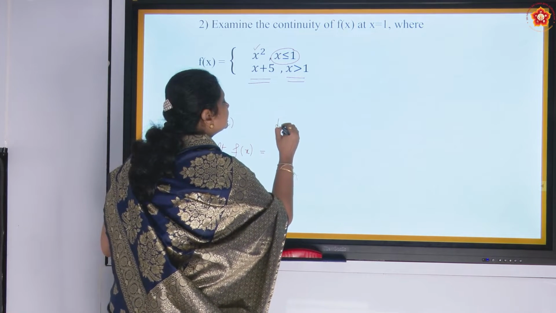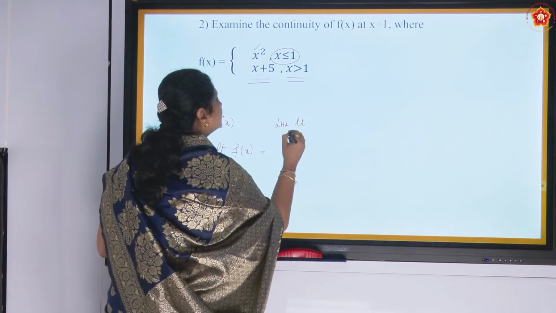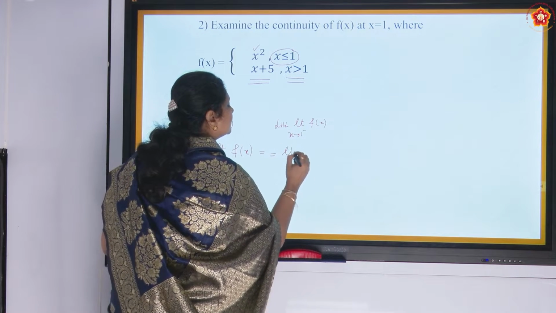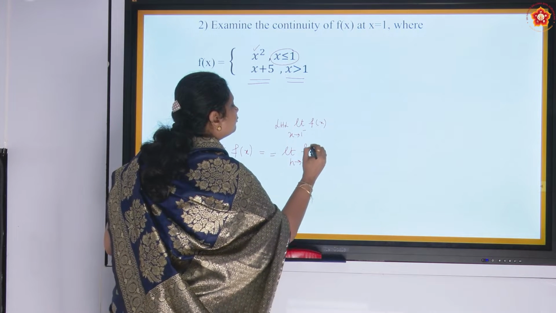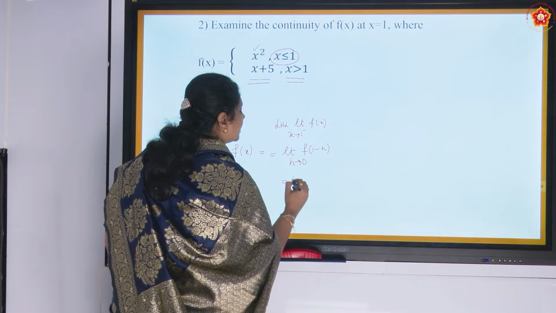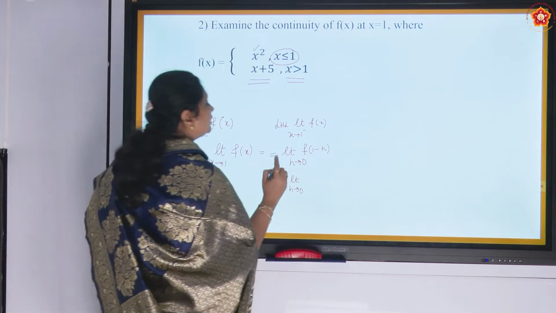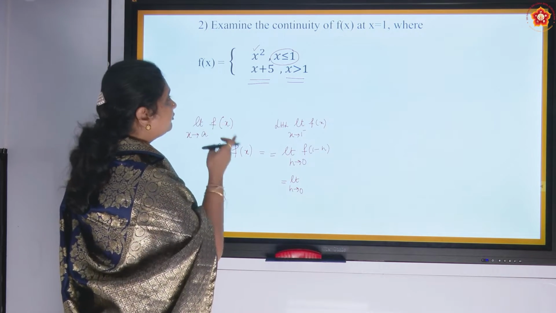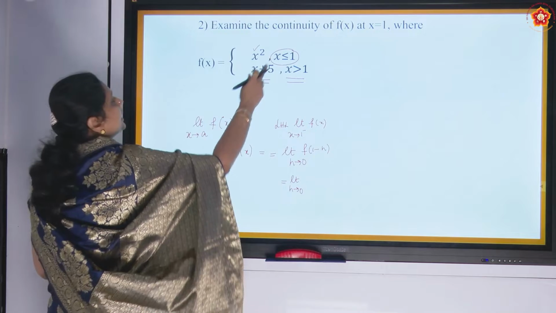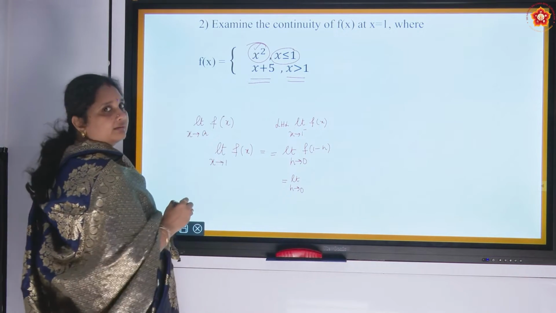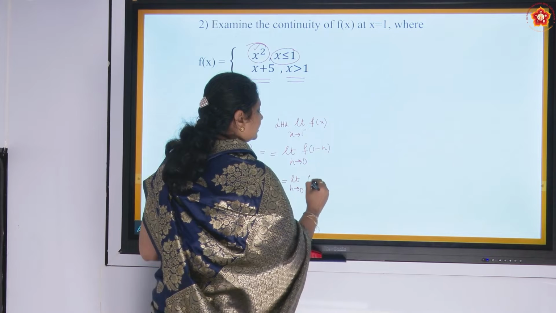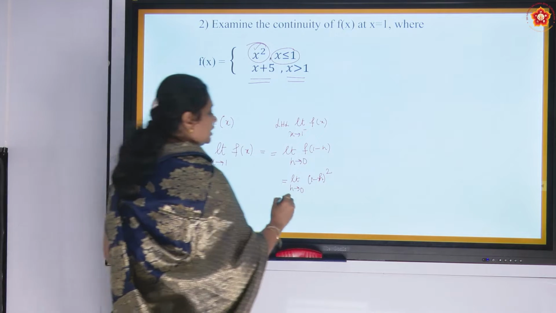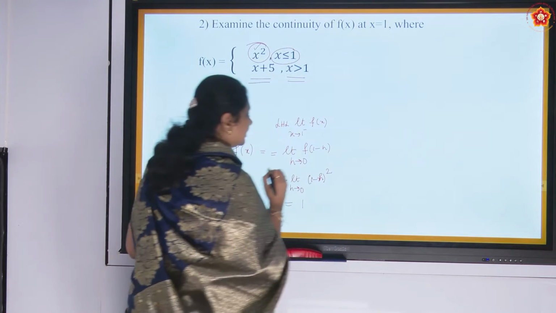Now what is the left hand limit? Left hand limit is going to be limit x tending to 1 minus f of x. That is limit h tending to 0, f of 1 minus h. Okay. So now limit h tending to 0. What is f of 1 minus h? We are approaching 1 from a number that is less than 1. So less than 1, we have this x square, right? The function is x square. So I will substitute 1 minus h the whole square here because I am finding f of 1 minus h. So now when I substitute the limit, I am getting an answer as 1.